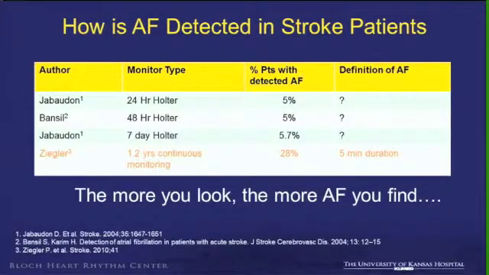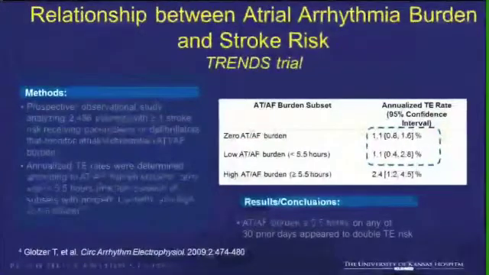So when we start talking about monitoring and looking for AFib in these stroke patients, we see, probably not surprisingly, that the more you look, the more AFib you'll find. And these are just a few studies looking at different lengths of time of monitoring and the percentage of patients that have atrial fibrillation detected. In 1.2 years of continuous monitoring, 28% of patients with a history of stroke had atrial fibrillation detected.